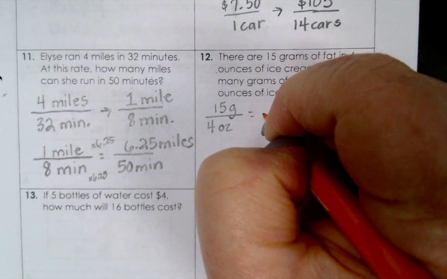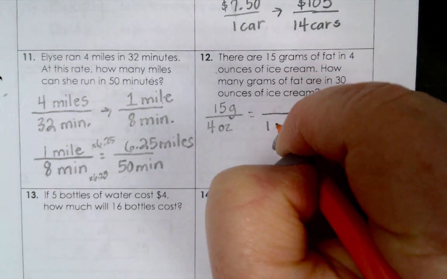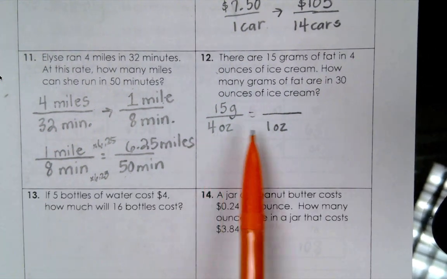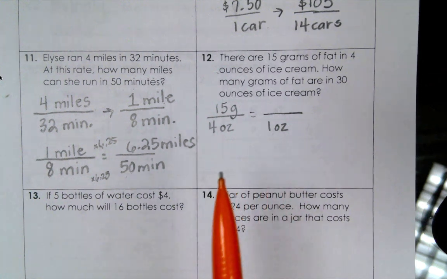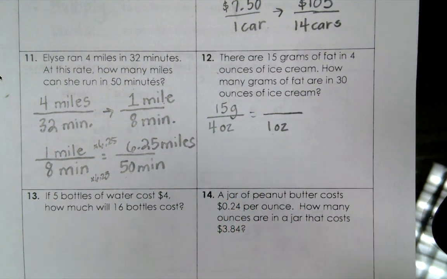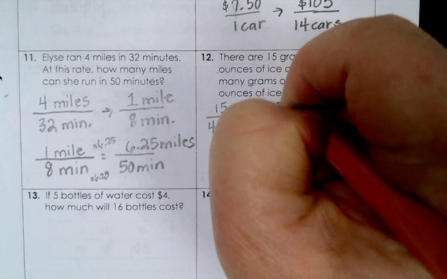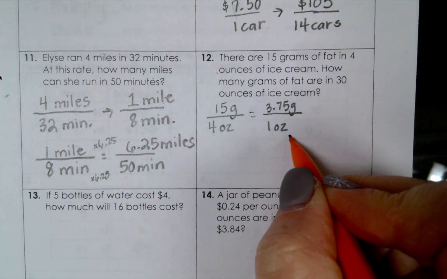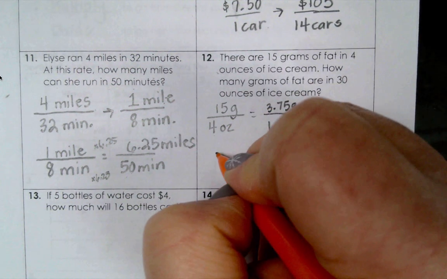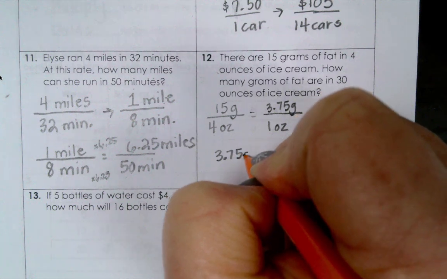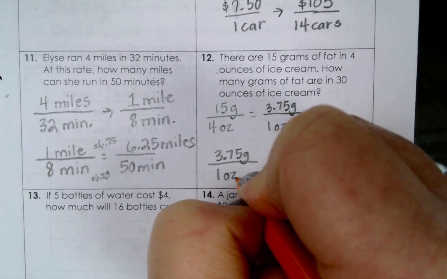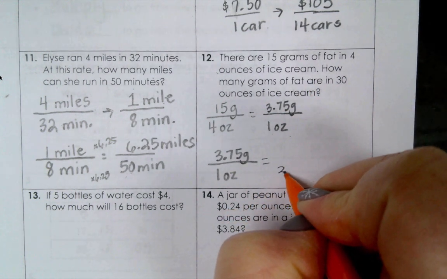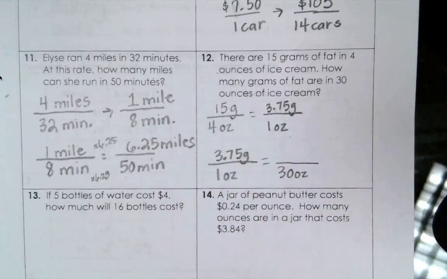So I need to find the unit rate. How much is it for 1 ounce? Okay. So going from 4 to 1, I would divide by 4. So let's say 15 divided by 4 is 3.75 grams of fat in 1 ounce. So now I have 30 ounces. I want to find out, well, how much fat is in 30 ounces?